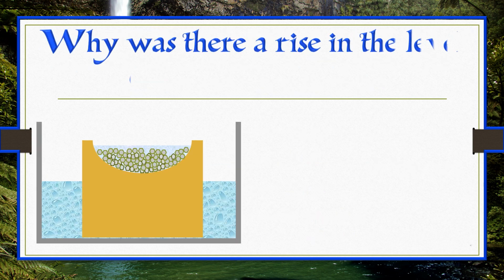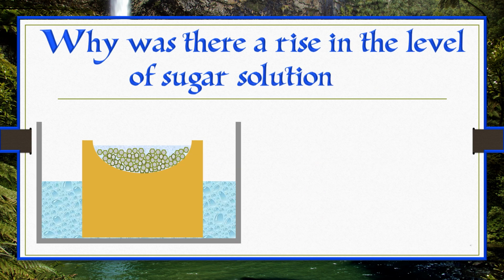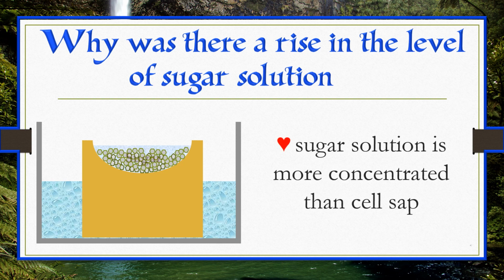Why was there a rise in the level of sugar solution? The sugar solution is more concentrated than the cell sap.